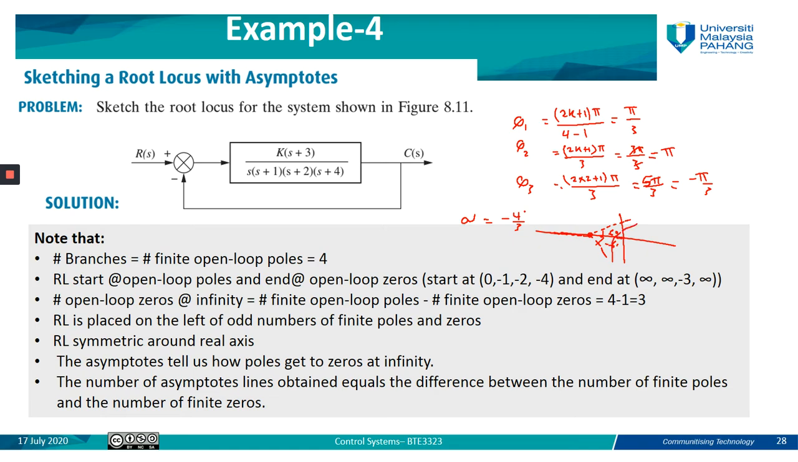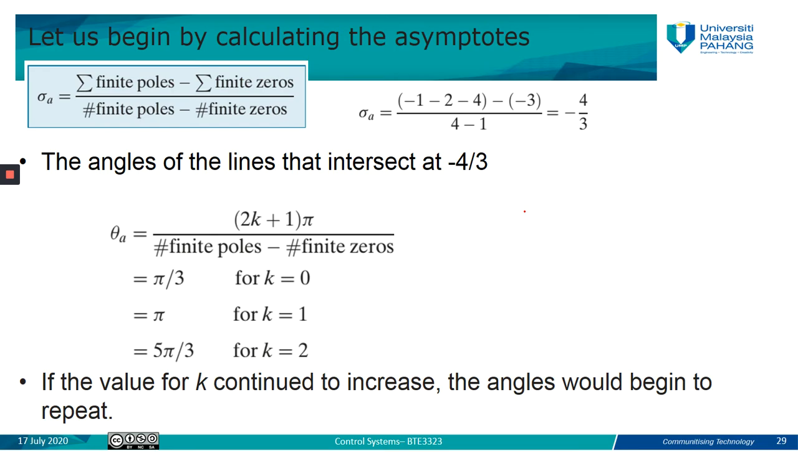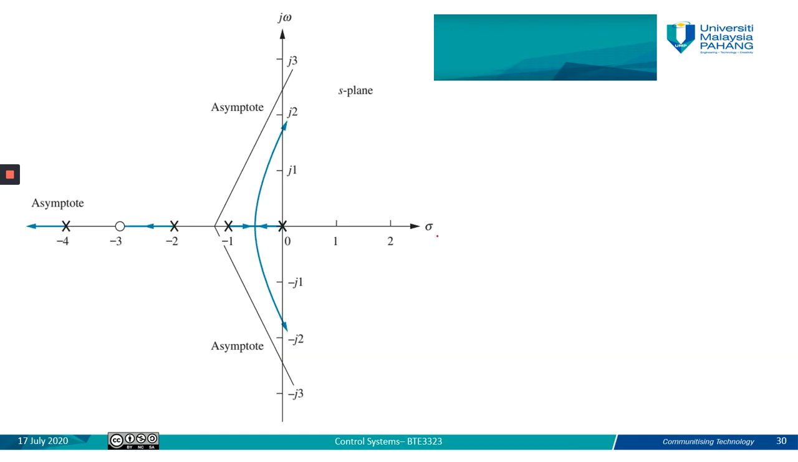Okay, so you can see here, after we find the angles of the asymptotes, and this is the centroid point, which is negative 4 over 3 that we already mentioned before, the angles will be pi over 3, pi, and 5 pi over 3, which is negative pi over 6. So you can see here how the drawing will look. This is the first pole at 0, the second pole at negative 1.